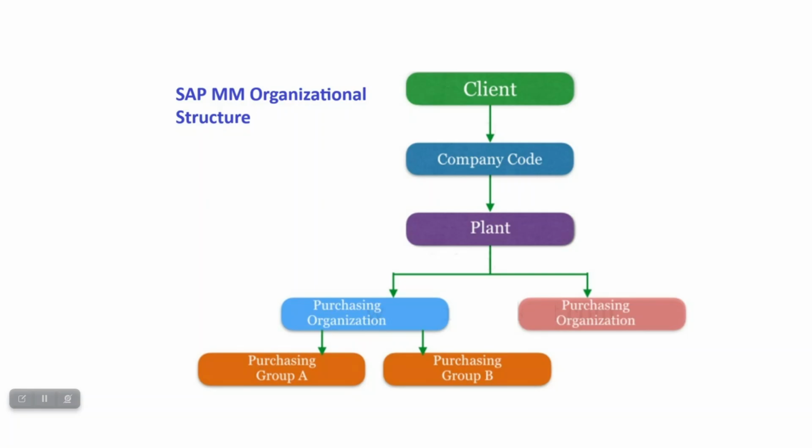availability of materials. And in the last level, instead of purchasing group, I decided to explain storage location. This is a subunit of a plant where stock is kept. It helps in managing inventory at a more granular level.